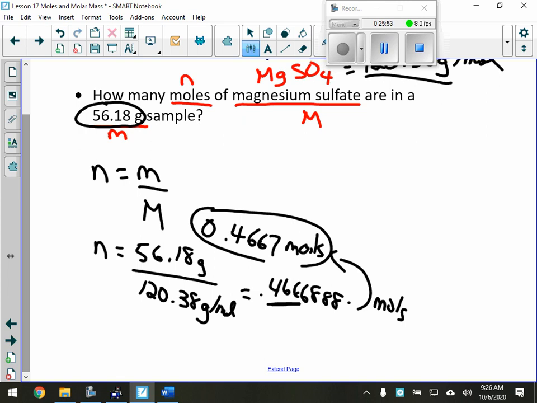Questions, anyone? Now, you have to understand what's going on here. We're changing a mass into an equivalent amount, right? How many moles? Look, if I had 120.38 grams, now just watch, you don't have to do anything here, I'm going to do it in a different color. If I took 120.38 grams of this magnesium sulfate and divided these two, how many moles would I end up with? 1, right? Because it's 120.38 grams for every mole of this substance.